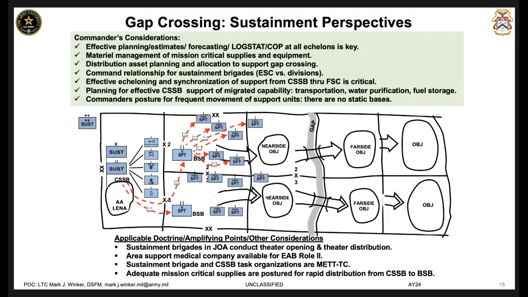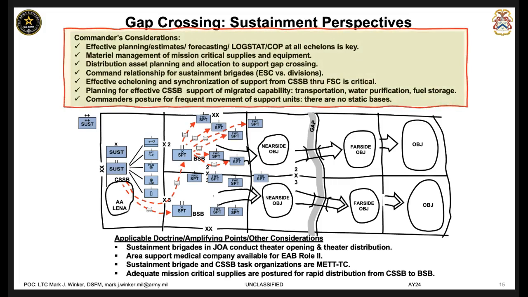The slide before you outlines key considerations for commanders, emphasizing the importance of planning, forecasting, and command relationships for effective logistic support during gap-crossing operations. Army doctrine stresses the material management of mission-critical supplies, distribution asset planning, and echeloning and synchronization of support, particularly from the Combat Sustainment Support Battalion, the CSSB, through to the Forward Support Company, or FSC.